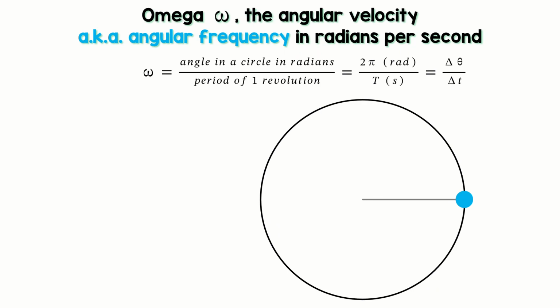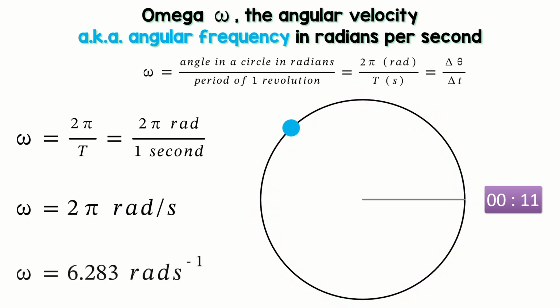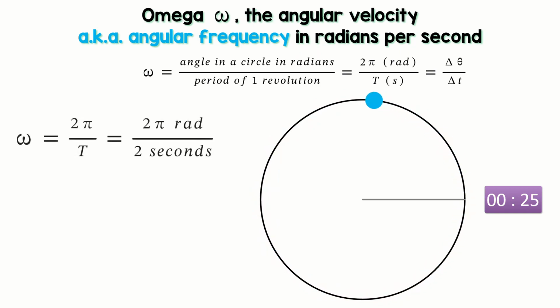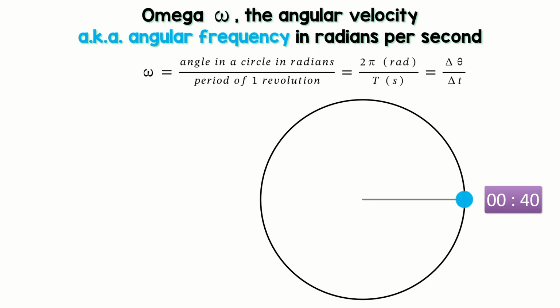So we have a circle here with a mass on the edge, and we're going to spin. You can see it here, the period of rotation is 1 second. So omega is 2 pi radians over 1 second, so it's 2 pi radians per second. That's the angular velocity. Now we've slowed it down. So it's taken 2 seconds to go through 6.283 radians or 2 pi radians. So the angular velocity or angular frequency now is pi radians per second, just over 3 radians per second.